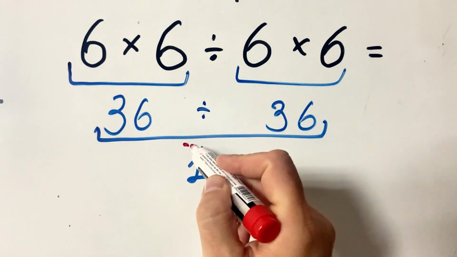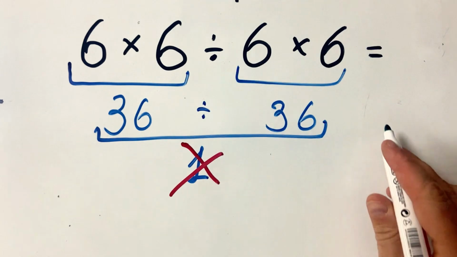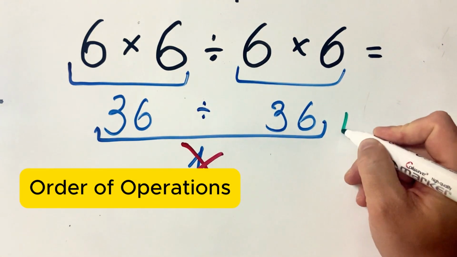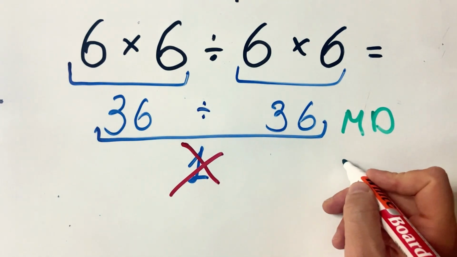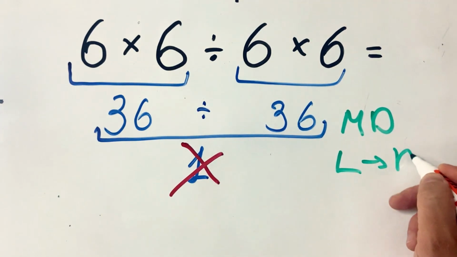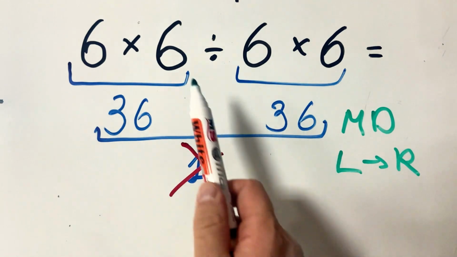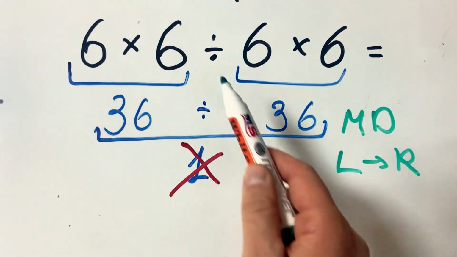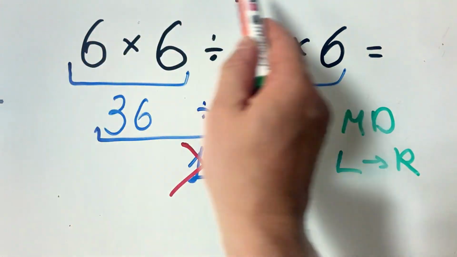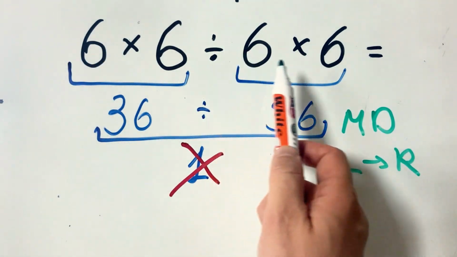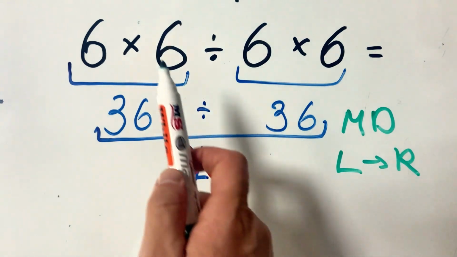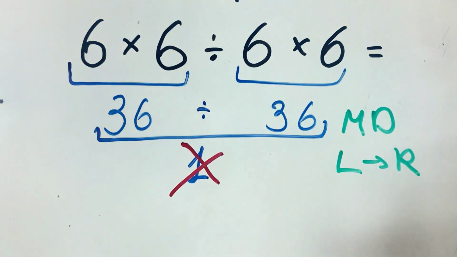But this answer is not correct, because according to the order of operations, multiplication and division have equal priority, and they need to be done from left to right. So in our case, we have multiplication and division. We need to do it from left to right. So first we do this multiplication, then we do this division, and then we do this multiplication, not doing first multiplication and then division.